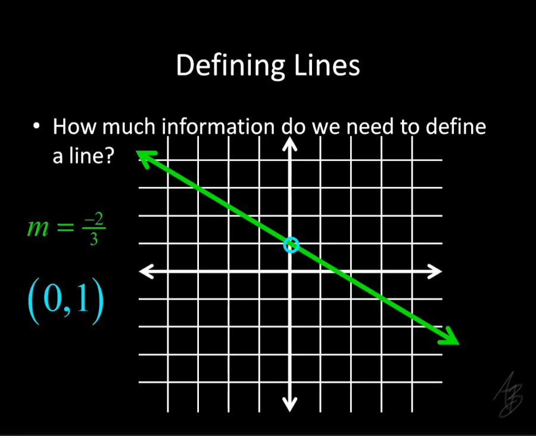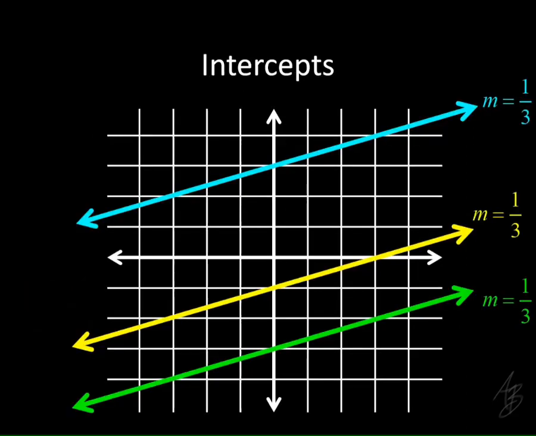All right, so let's talk about how we're going to use this. There are particular points that are more useful than others. And those points are called intercepts. There are two different kinds of intercepts. Anybody remember what they are?